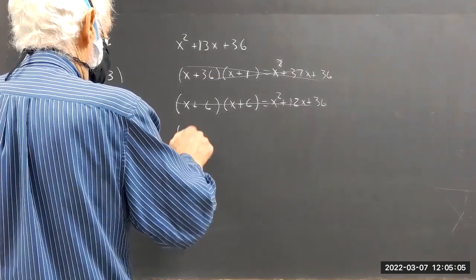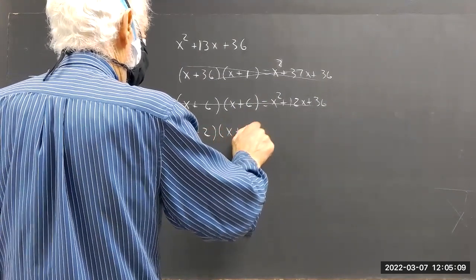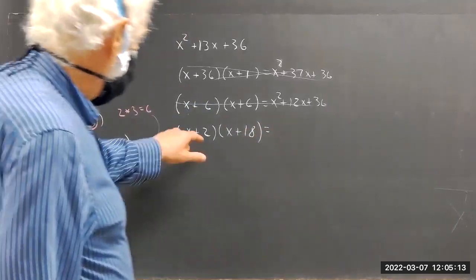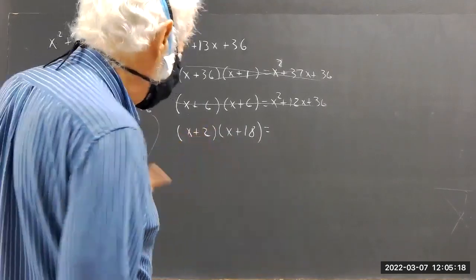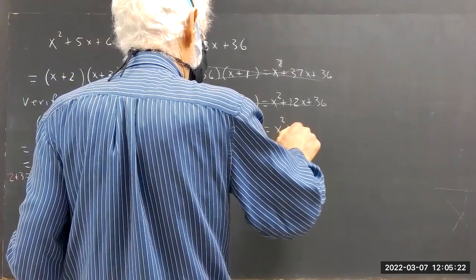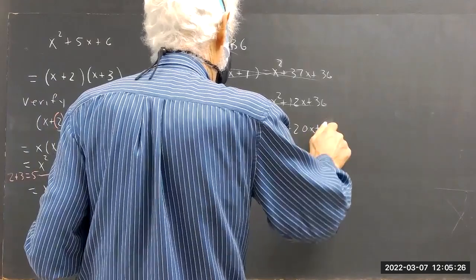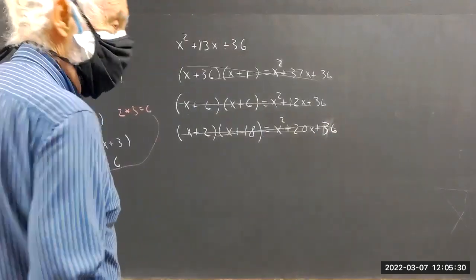What's another possibility? How about x plus 2 times x plus 18? Well, I got a 2x and an 18x out of this, which is a 20x. If you use the distributive law, you should do it. That's not even close, right?